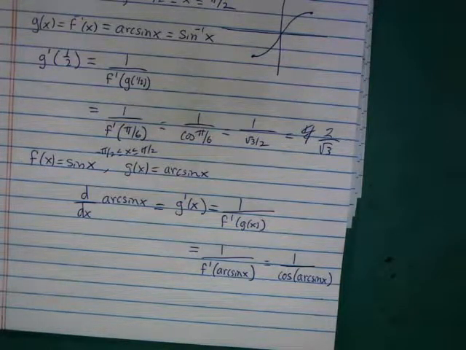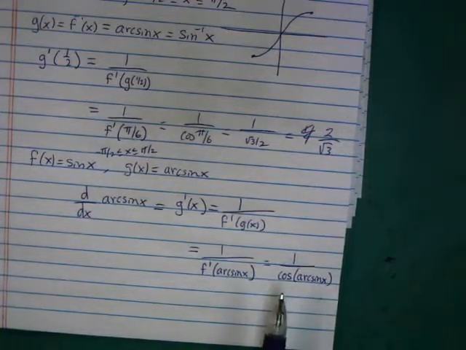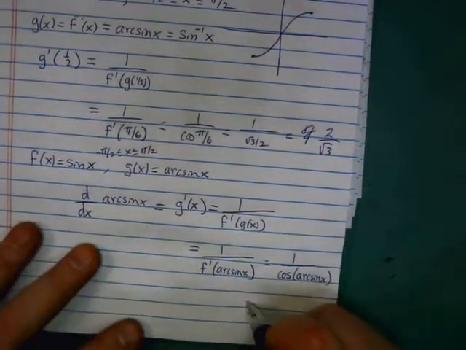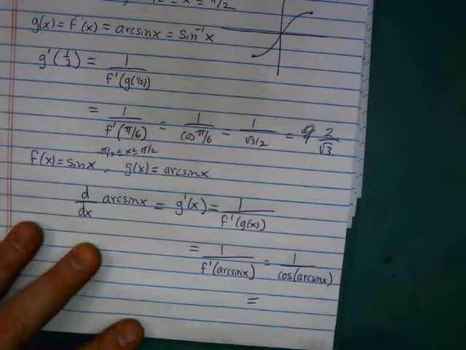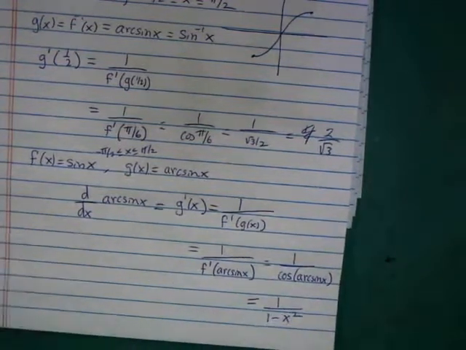The good news is when we get to the section on inverse trig functions, which is not too far away, we will learn a technique for simplifying that and making it look more pretty. And as I recall, the answer comes out to be 1 over 1 minus x squared. Wow.